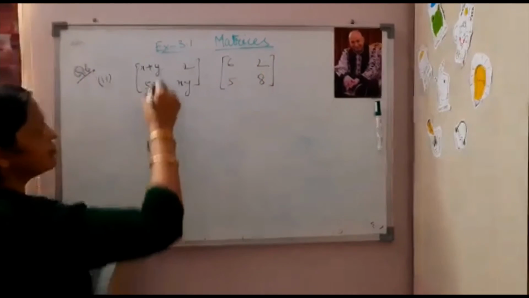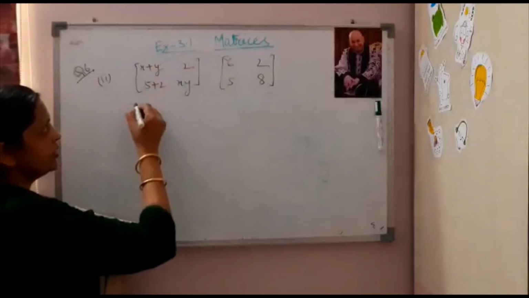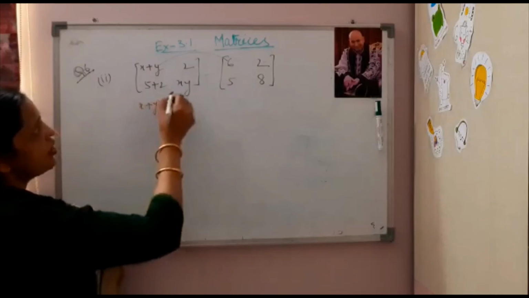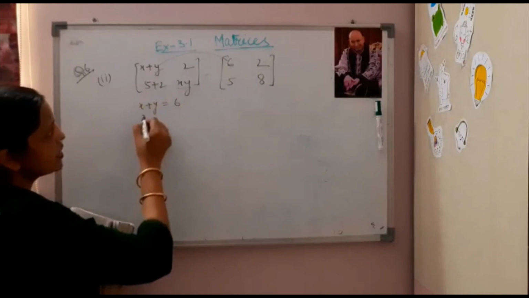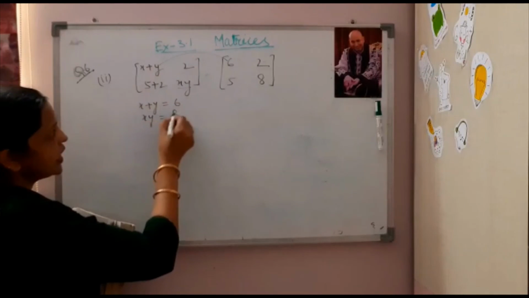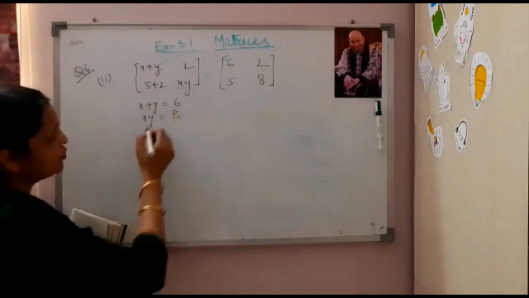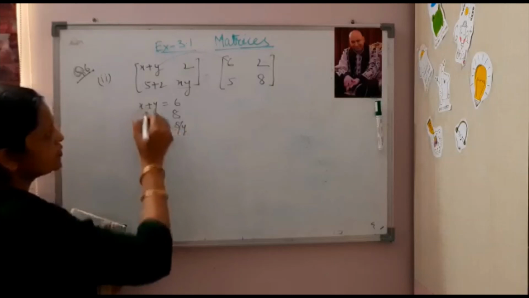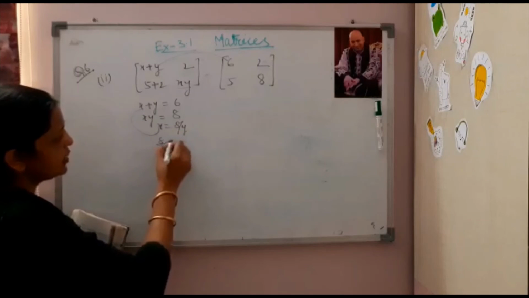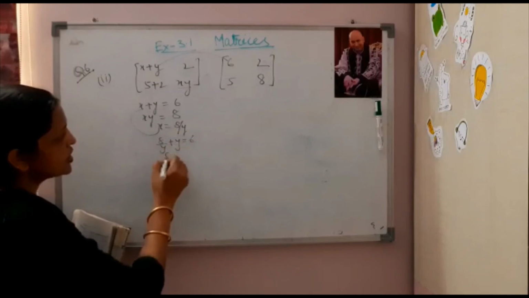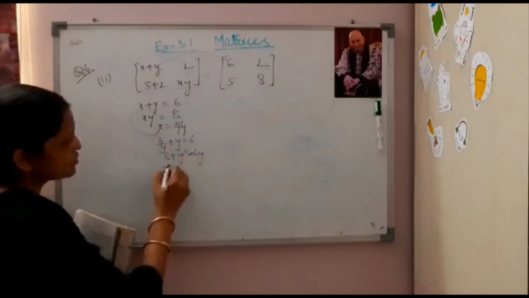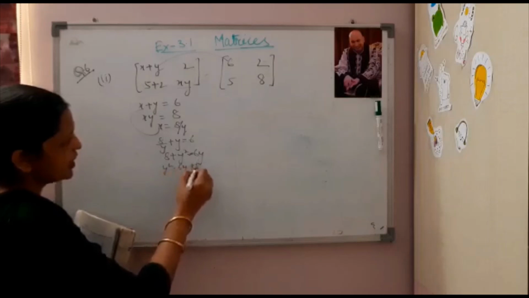Now corresponding element is equated by corresponding element. So x plus y is equal to 6, right? Or in this case xy is equal to 8. By that you can find any of the value. X की value हम निकालते हैं 8 upon y. We can put this value in the first equation. So 8 by y plus y is equal to 6. 8 plus y square is equal to 6y. So y square minus 6y plus 8 equal to 0.